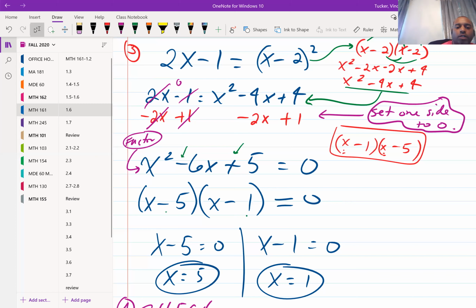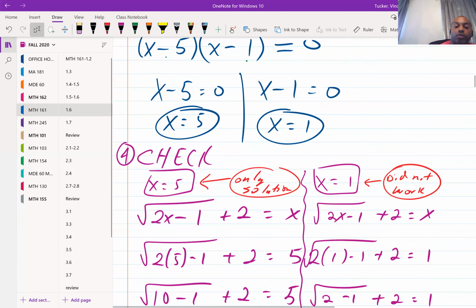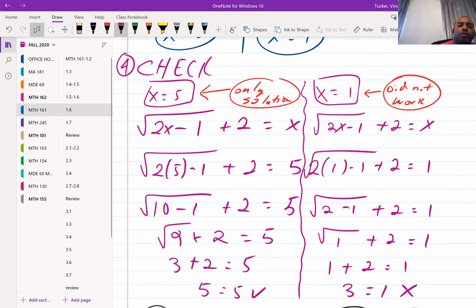All right, hey, everybody good before we look at step 4? All right, so we got to check these. So if you were to plug them back into your original equation, you go back to your original. So the first one, x equal to 5. Plug it into the original equation where you saw x. So we have 2 spots in the original equation where x was. So 5 should be there now. And that's what we did right here.